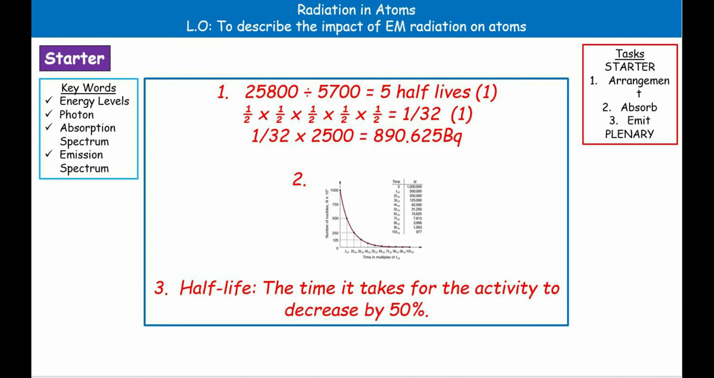And then finally, our definition of half-life is the time it takes for the activity to decrease by 50%, or the time it takes for the activity to reduce by half. Something along those lines gets you your mark there. So add it up, we've got a maximum of 5 there, so give yourself a score out of 5.